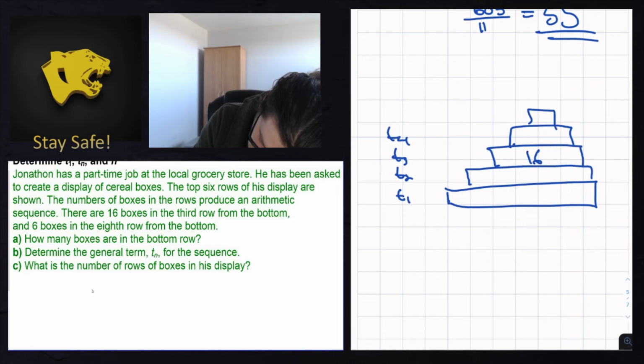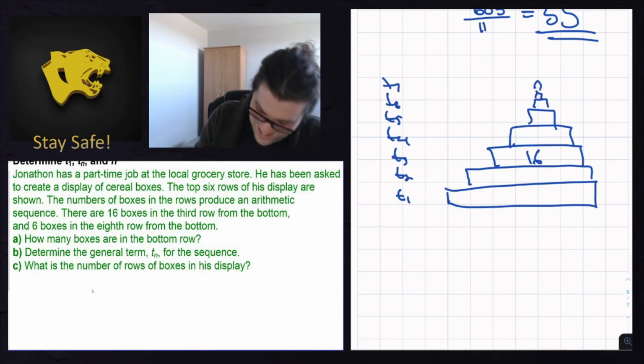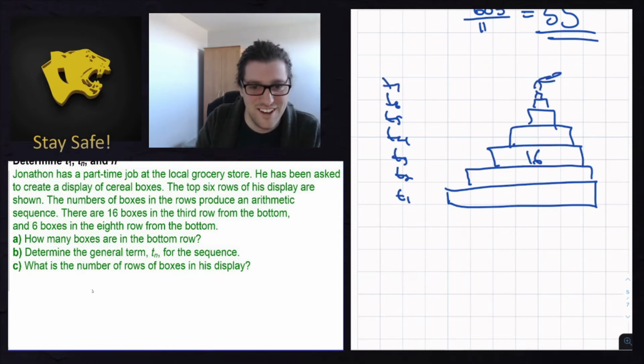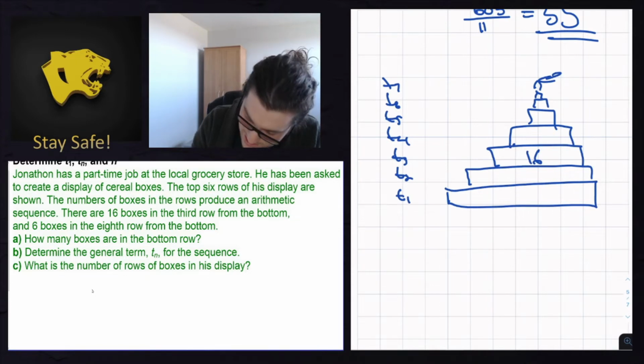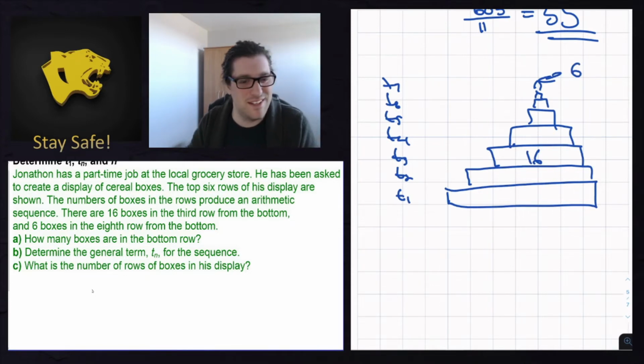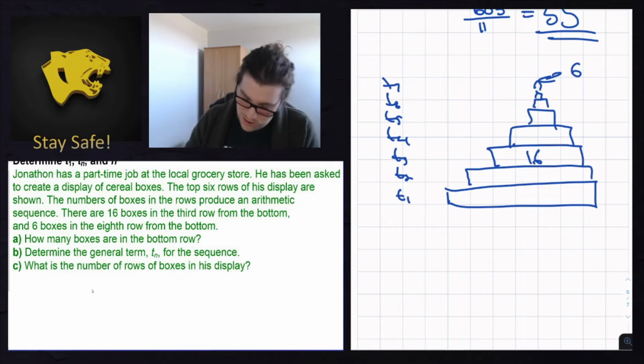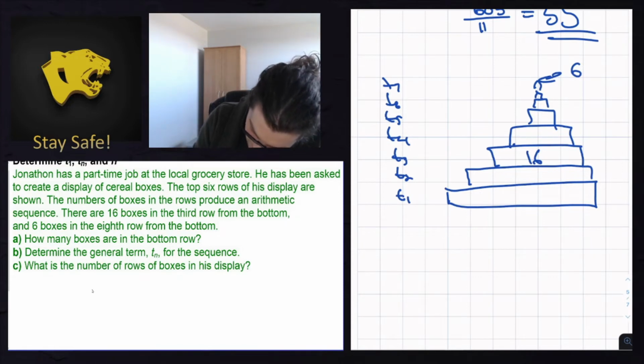And then in the 8th row, 4, 5, 6, 7, 8. In the 8th row, I have 6 boxes. Obviously, this is definitely to scale. So, what do I know? This is a stack that looks something like this.